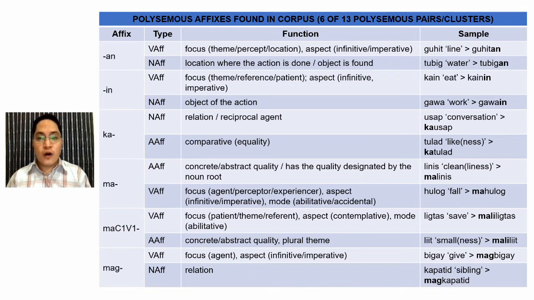We have also found 13 polysemous pairs or clusters in the map. 6 of them are presented in the table. We may notice that the polysemous affixes differ in the POS that they give rise to the respective derived forms.